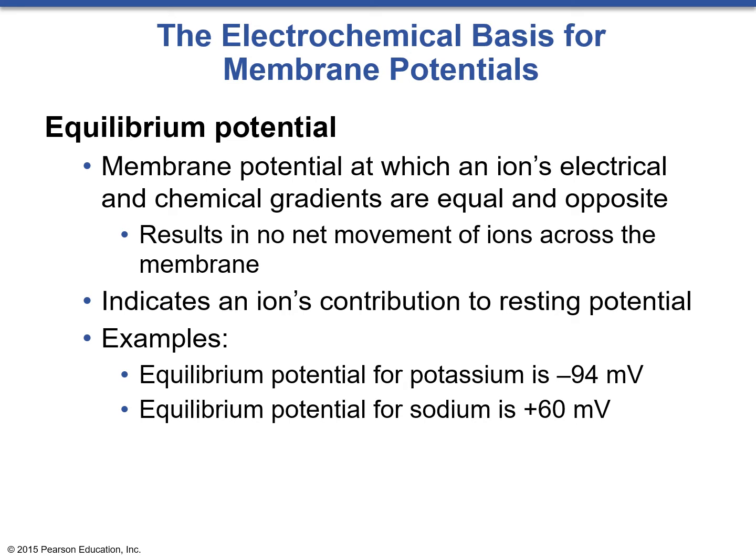Now, equilibrium potential is gained from the actual electrochemical gradient. This is the membrane potential at which an ion's electrical and chemical gradients are equal and opposite. It results in no net movement of the ions across the membrane and indicates an ion's contribution to the resting membrane potential. So if we remember, the equilibrium potential for potassium is negative 94 millivolts. The equilibrium potential for sodium is positive 60 millivolts. This means that as potassium moves, the cell becomes more negative, and as sodium moves, the cell becomes more positive.